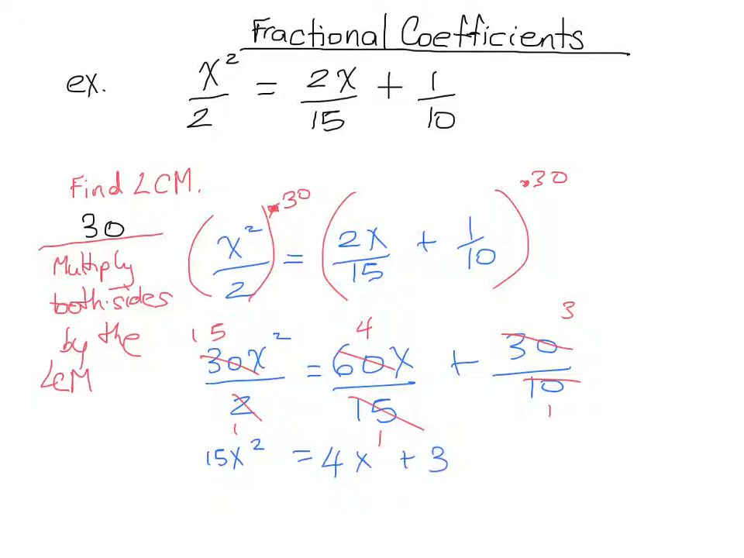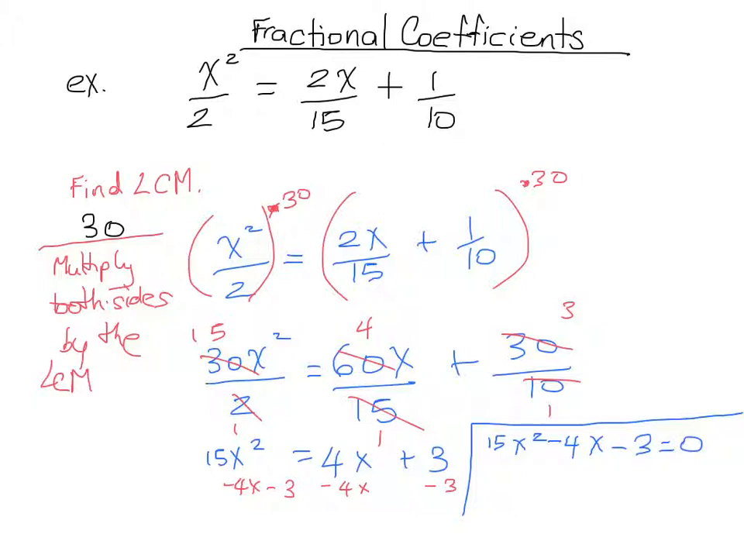Do you recognize what this is? You should recognize that this is a quadratic because the highest exponent, the highest degree, is 2. So that means we want to make everything equal to 0. In order to do that, we can subtract 4x from that side and 3 from that side, and do the same to the other side. What we do to one side, we have to do to the other. And we get 15x squared minus 4x minus 3 equals 0.